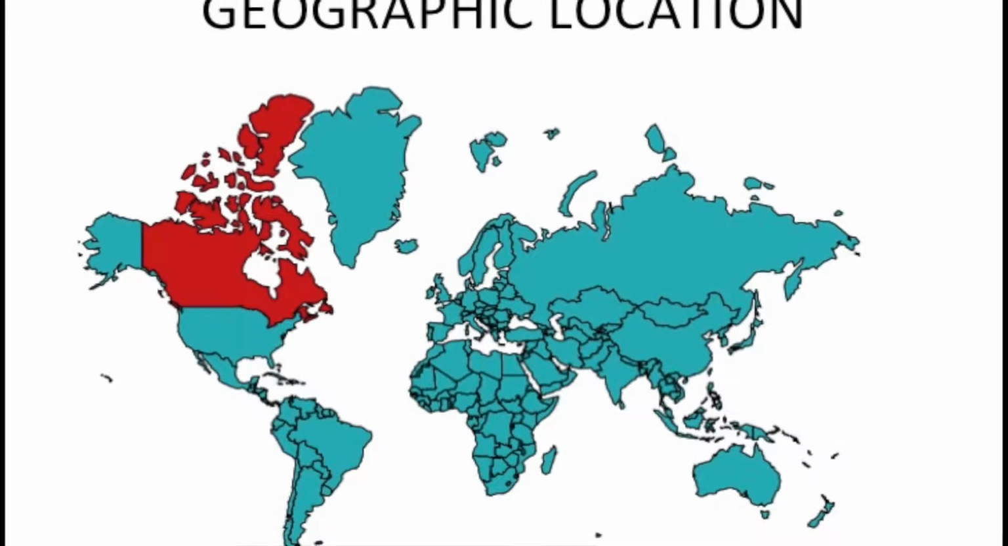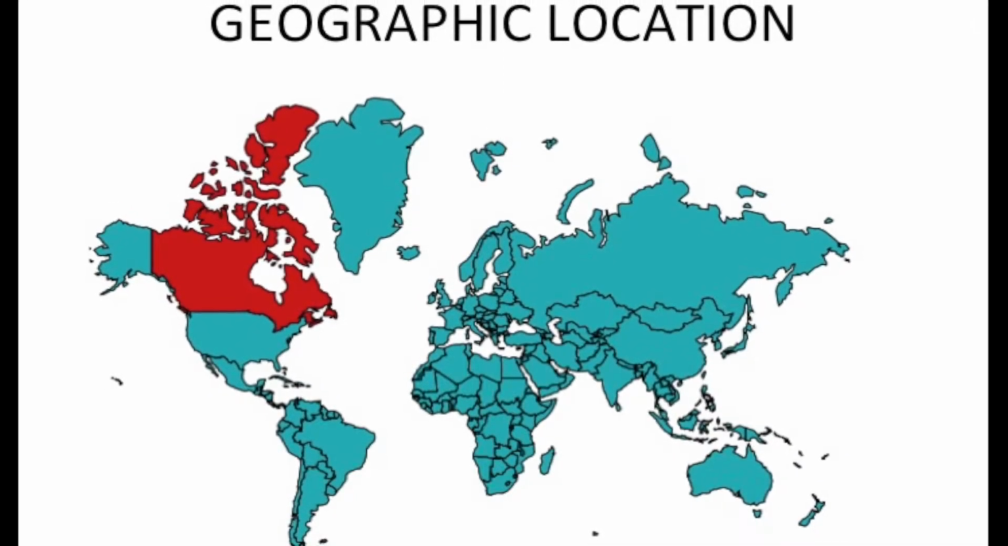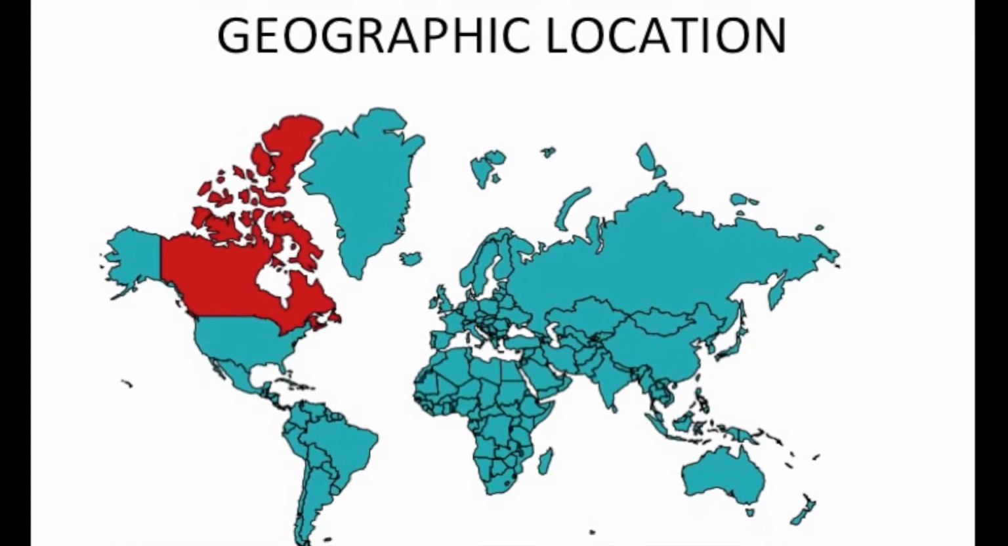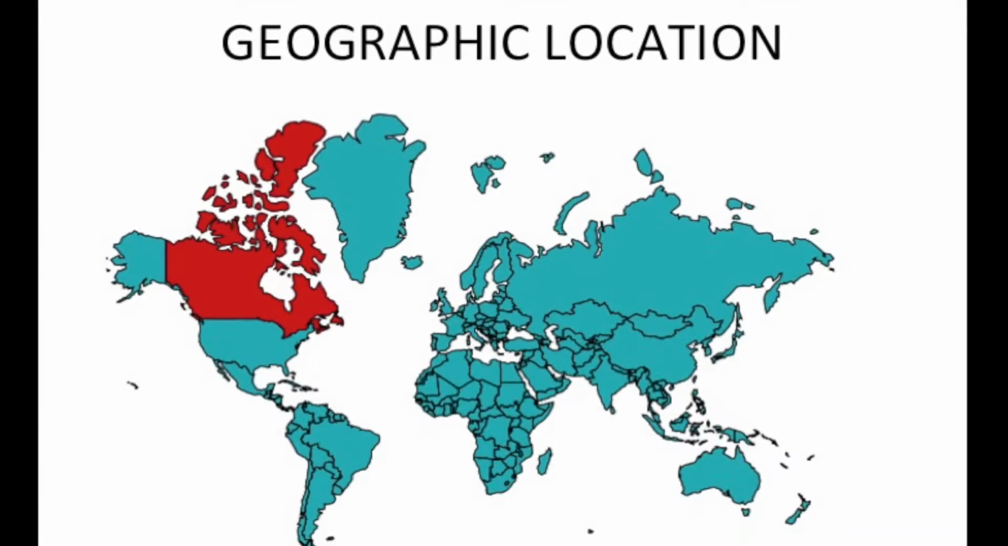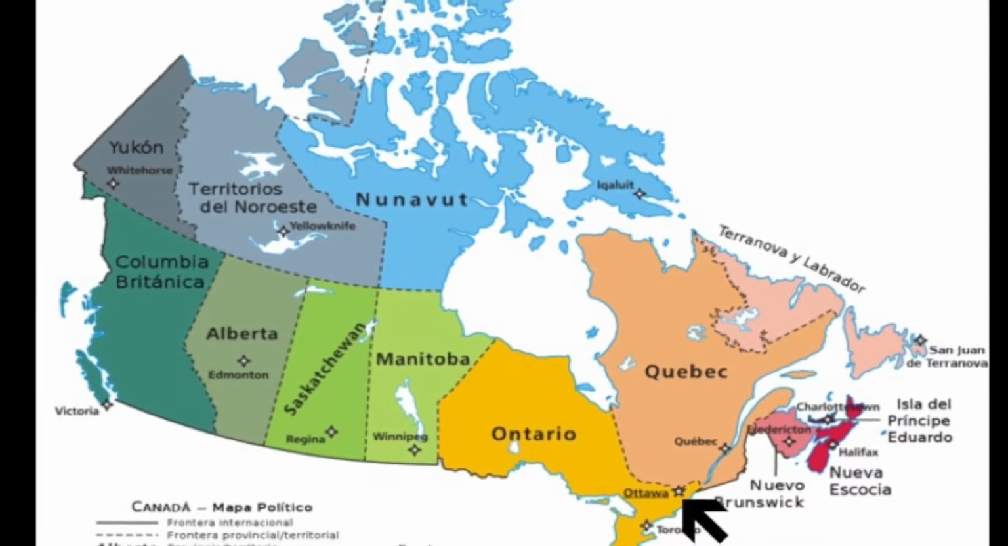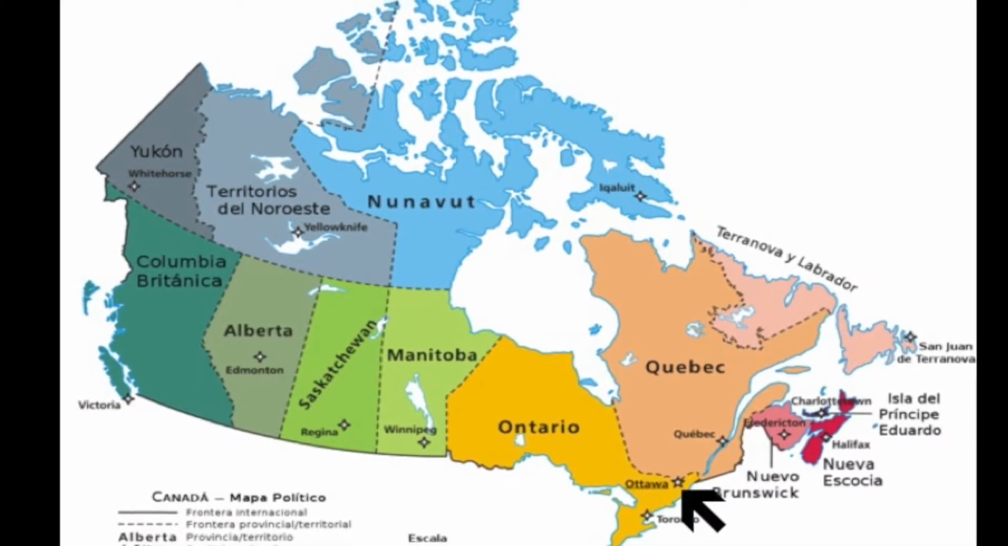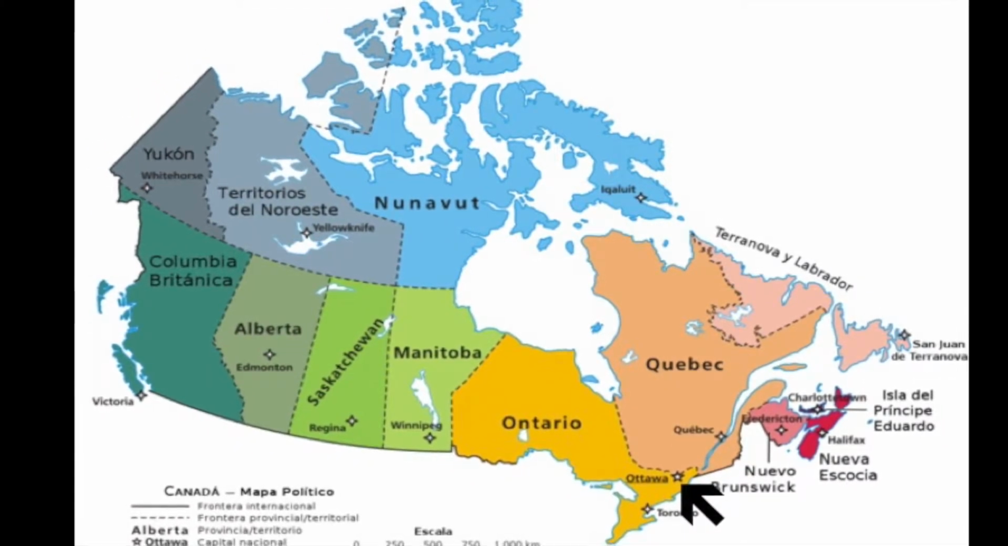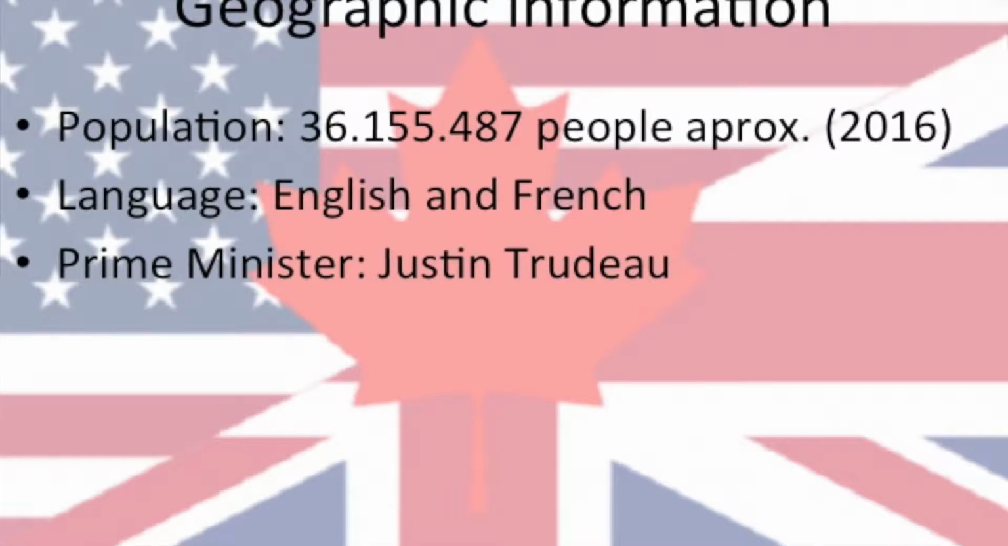Here we can see the geographical location of Canada. This is precisely located in the north part of the American continent. Here we have the 13 provinces regarding Canada, and we have an arrow pointing to the capital city, that is Ottawa. So now we have some geographic information.